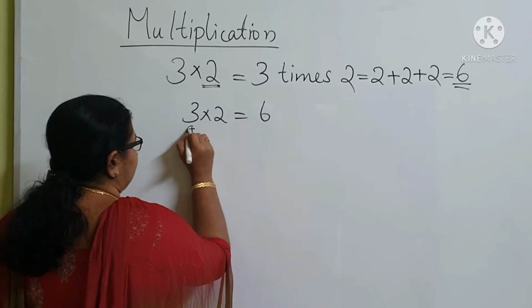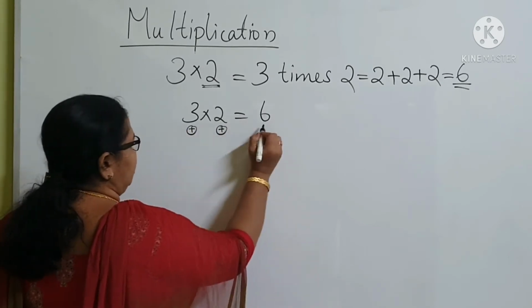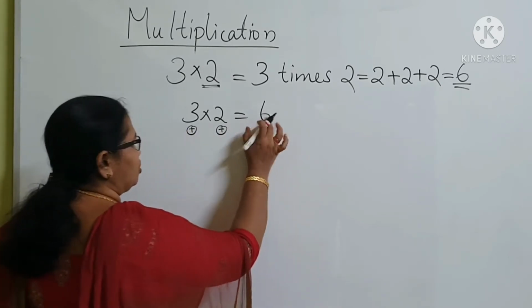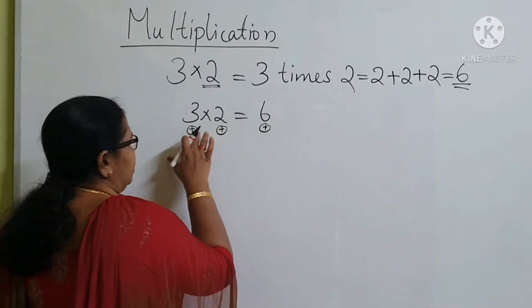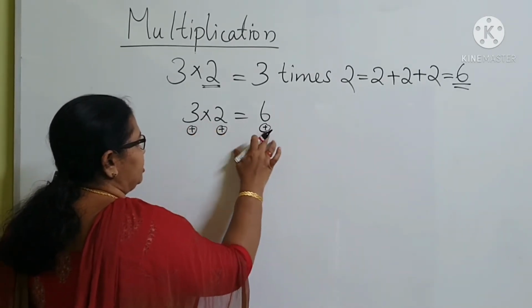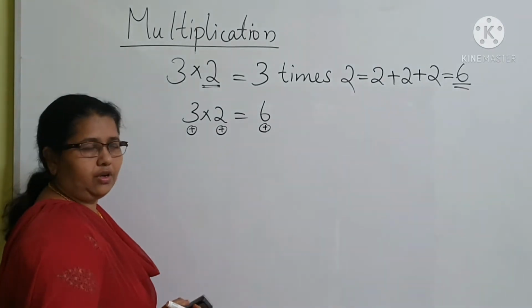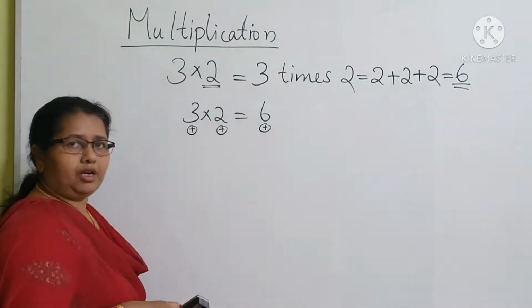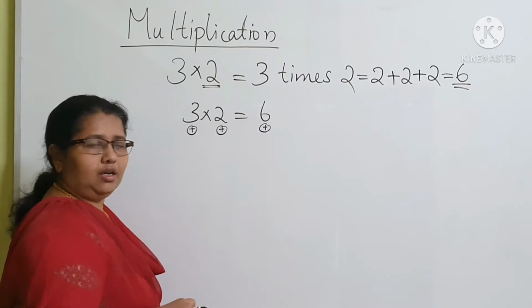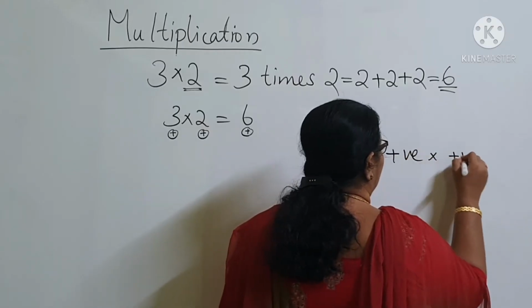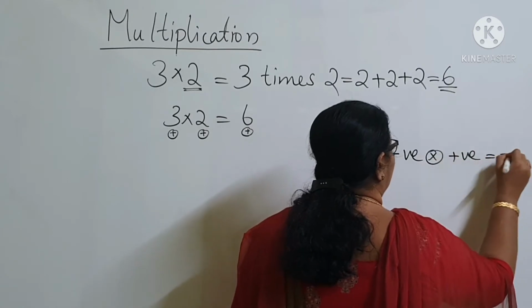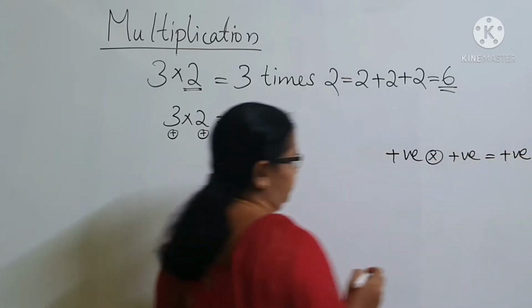Then this 3 is positive, 2 is positive, and the product 6 is also positive. That is positive integer into positive integer is equal to positive. When two positive integers are multiplied, their product is a positive integer. That is positive into positive is equal to positive.